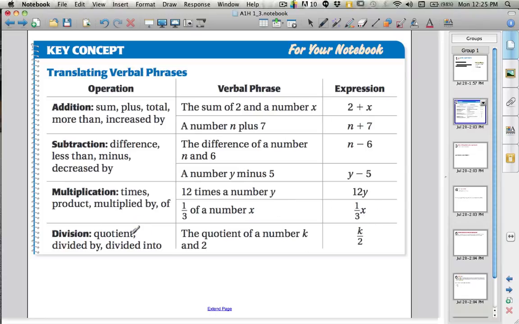And finally, for division, we have quotient, divided by, divided into. That would look like the quotient of a number k and 2, which would be k divided by 2, or it could be the ratio of a number k and 2, k divided by 2.